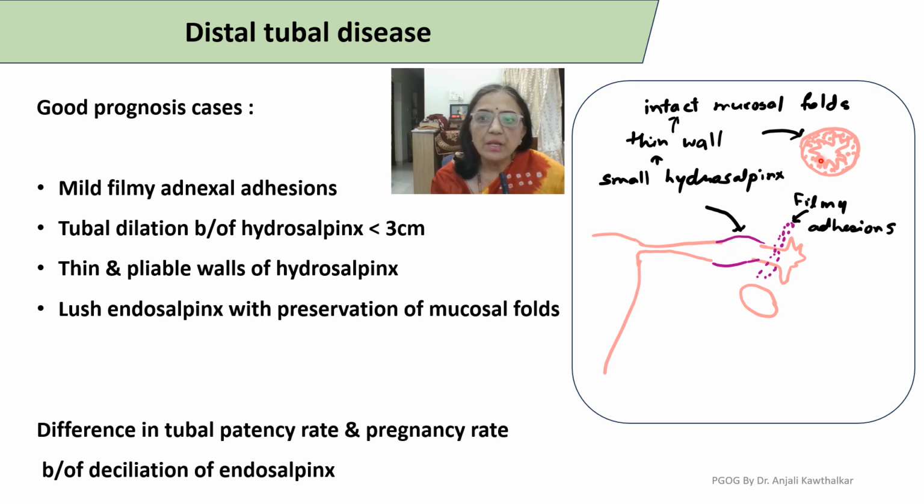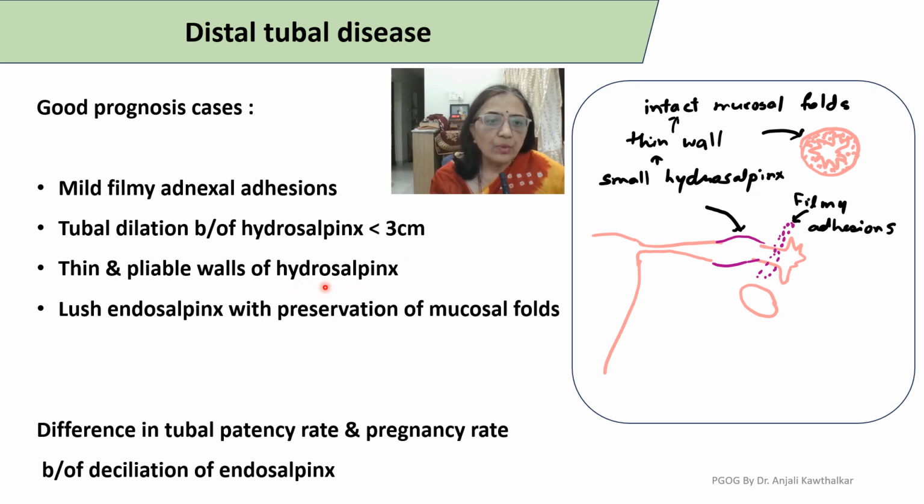As you can see here, intact mucosal folds indicate that the damage to the inner wall of the tube, the endosalpingeal damage, is less and chances of success are more. On the other hand, if these mucosal folds are absent and the wall of the hydrosalpinx is thickened, that is associated with a bad prognosis for the success of this surgery.